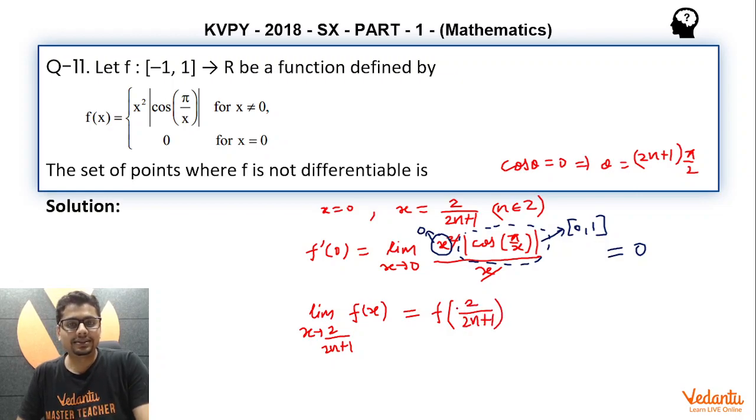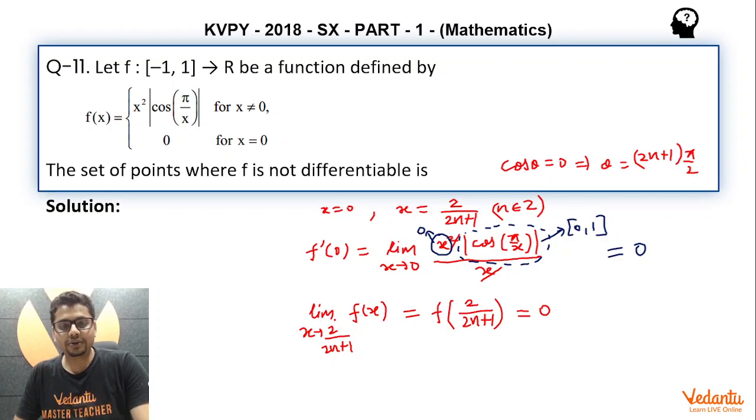You can very easily understand this. Why? Because the limiting value and the functional value both would be 0. Functional value is 0. Why? Because cos of pi by 2 by 2n plus 1 essentially becomes cos of an odd integral multiple of pi by 2. The cosine of an odd integral multiple of pi by 2 would be 0. So the functional value is 0 like this.